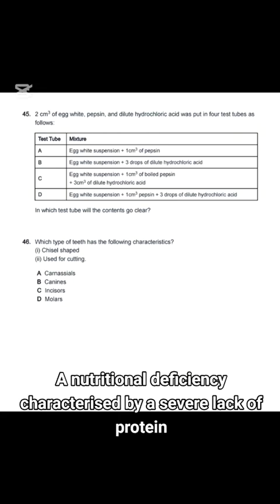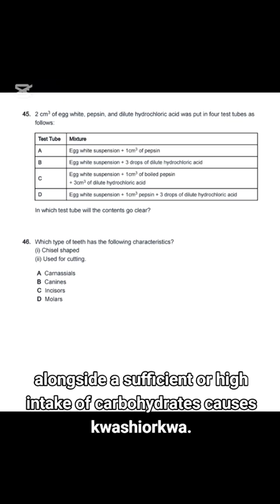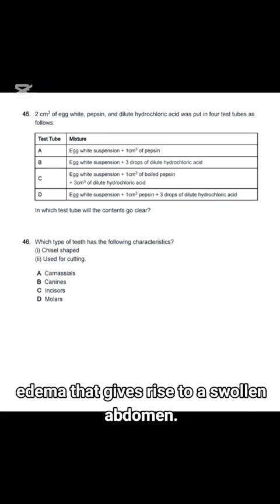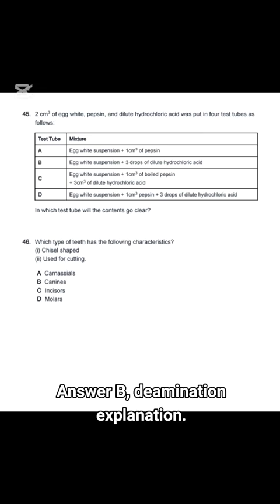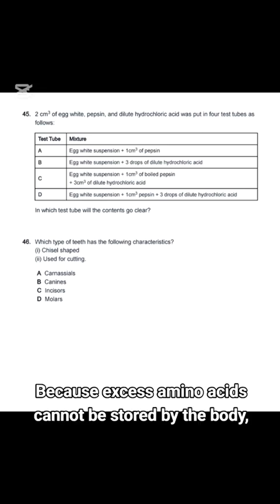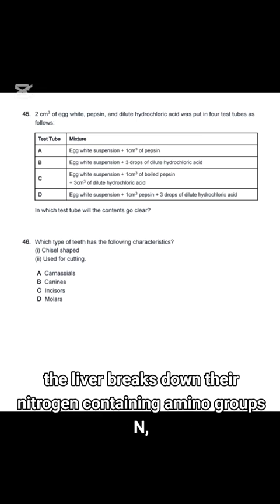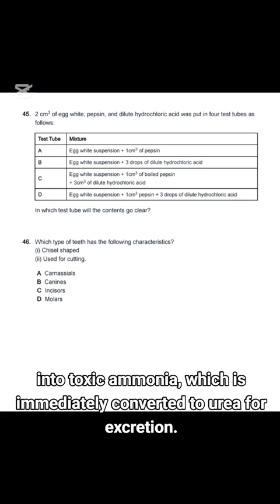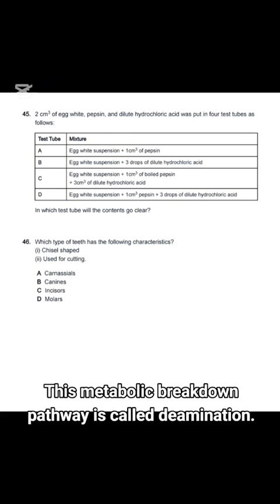Question 45. Answer: C. Kwashiorkor. Explanation: a nutritional deficiency characterized by a severe lack of protein alongside a sufficient or high intake of carbohydrates causes kwashiorkor. The most common clinical sign is fluid retention, edema, that gives rise to a swollen abdomen. Question 46. Answer: B. Deamination. Explanation: because excess amino acids cannot be stored by the body, the liver breaks down their nitrogen-containing amino groups, NH2, into toxic ammonia, which is immediately converted to urea for excretion. This metabolic breakdown pathway is called deamination.